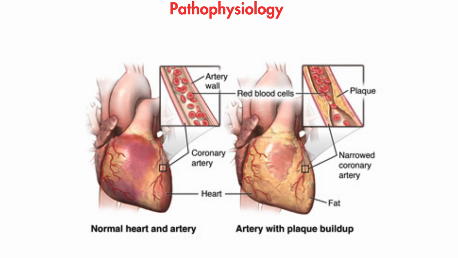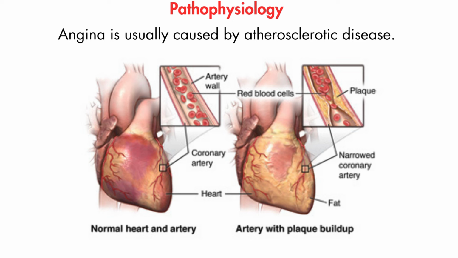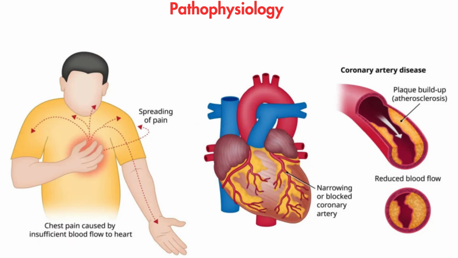Now we will see the pathophysiology of angina. Angina is usually caused by atherosclerotic disease. Almost invariably, angina is associated with a significant obstruction of at least one major coronary artery.